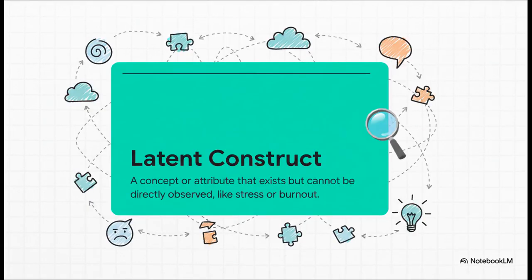Okay, so in the science world, there's a name for these invisible concepts: a latent construct. A perfect example is intelligence. You can't literally see it or touch it, but you can definitely see its effects. Things like test scores or how well someone solves a puzzle. This is the core problem that scientists in psychology and public health are trying to solve all the time.